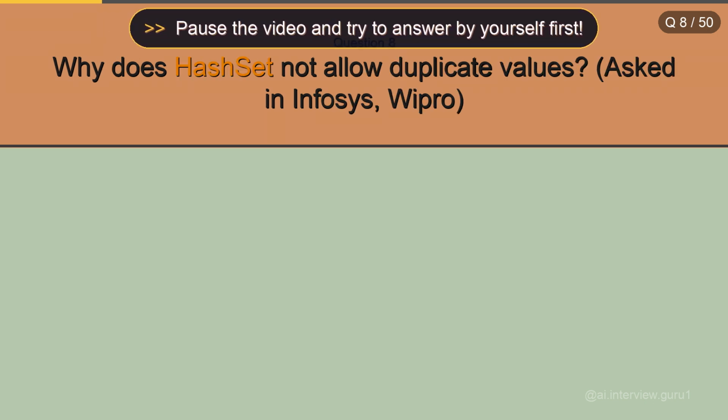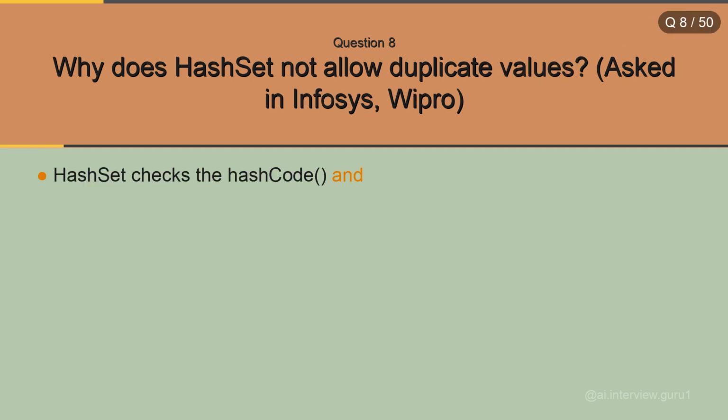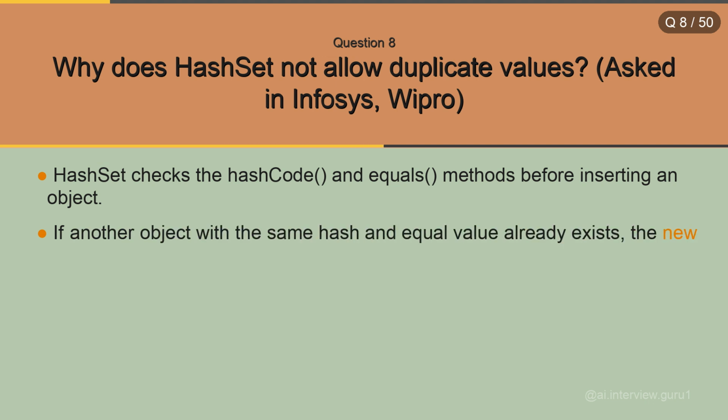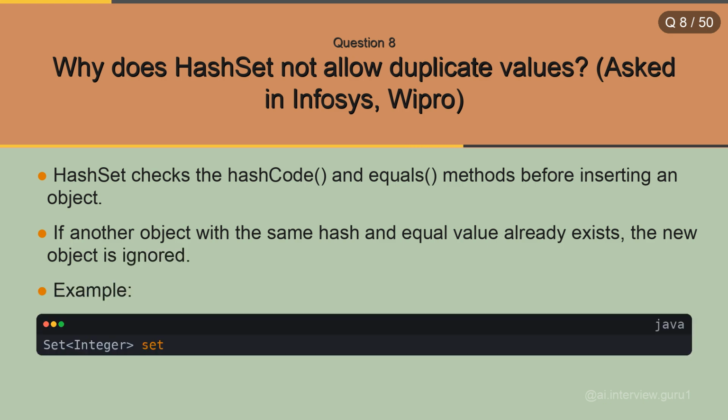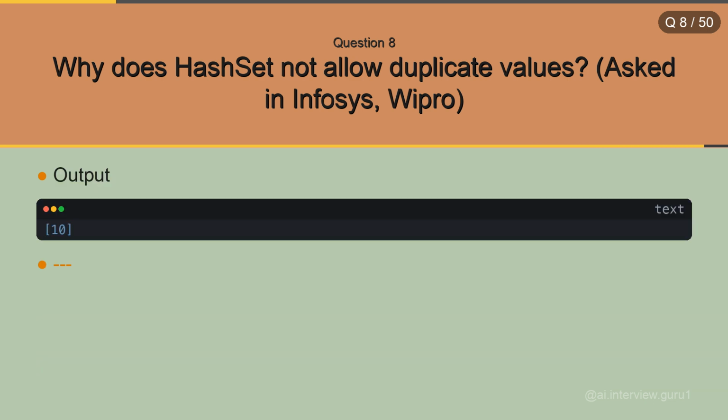Why does HashSet not allow duplicate values? HashSet checks the hashCode and equals methods before inserting an object. If another object with the same hash and equal value already exists, the new object is ignored. Example: Set<Integer> set = new HashSet<>(); set.add(...); System.out.println(set); output.